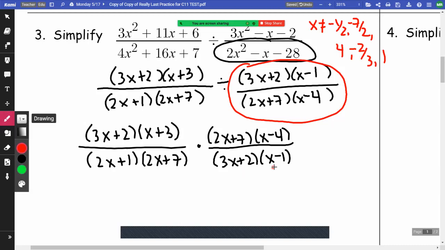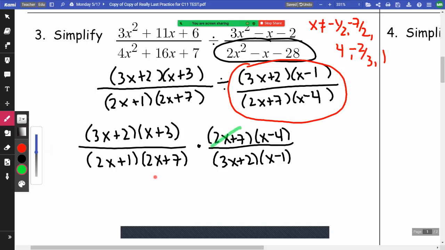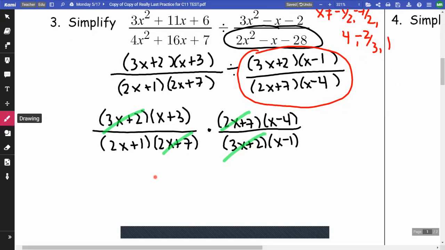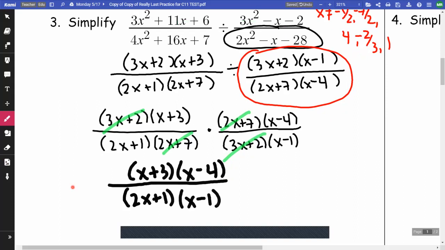So now I'm going to simplify. And so let's see, 2x plus 7, 2x plus 7, 3x plus 2, 3x plus 2. And that looks like that's it. So my final answer is going to be, on top, an x plus 3 times x minus 4. On bottom, I'm going to have a 2x plus 1 times x minus 1. And that's your answer.